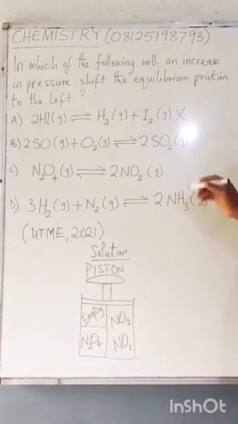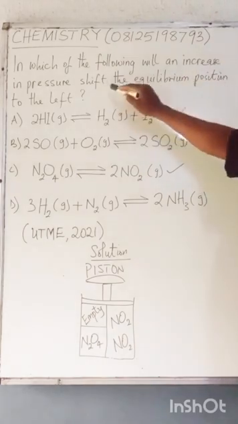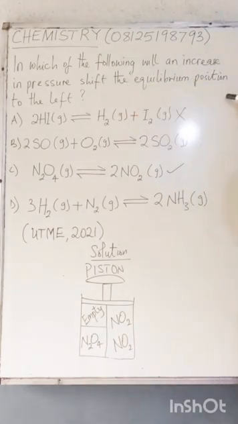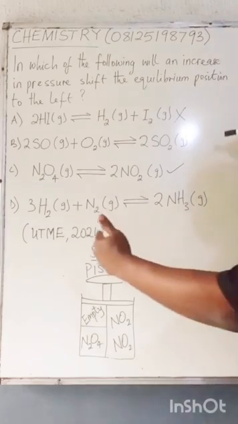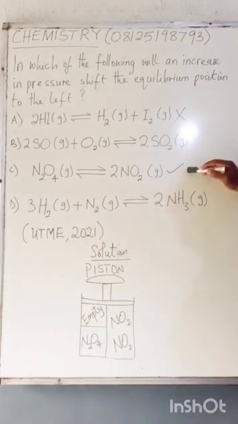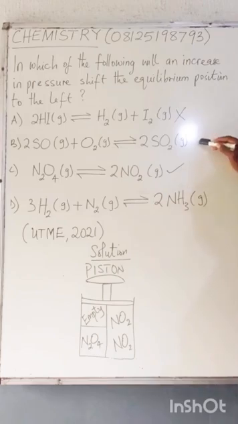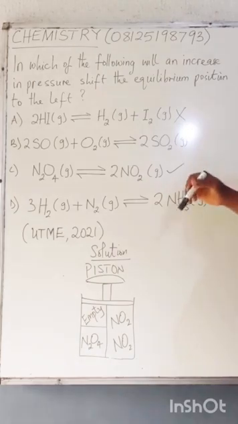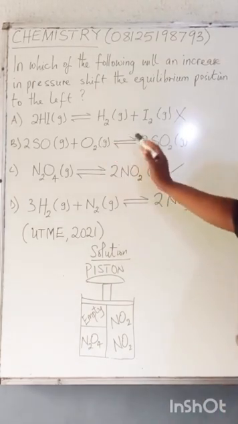That means option C is the correct option because the problem says, in which of the following will an increase in pressure shift the equilibrium position to the left? And so we have understood it here. That's option C. That's the correct option, using this illustration here.